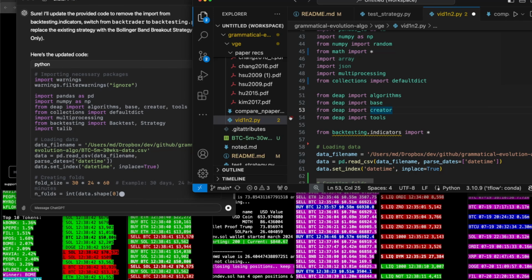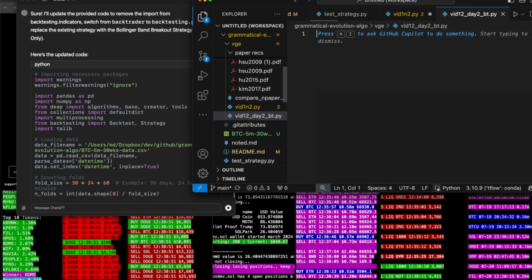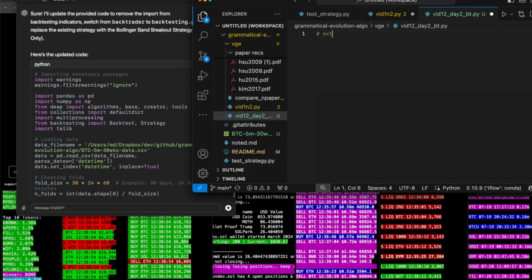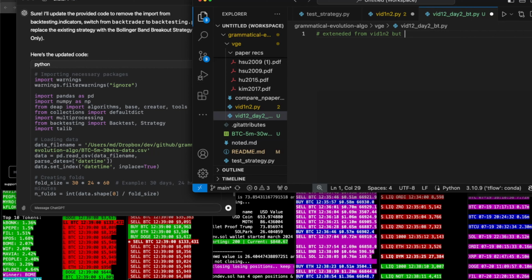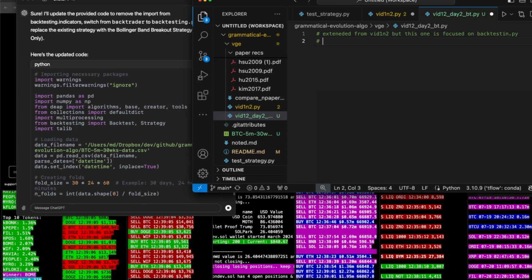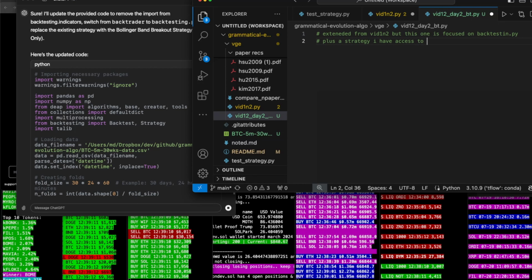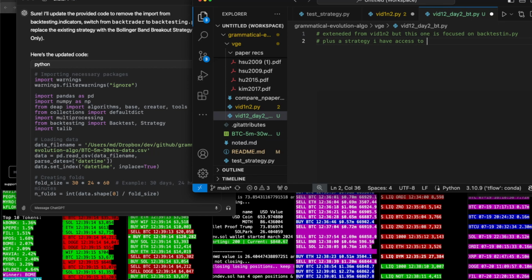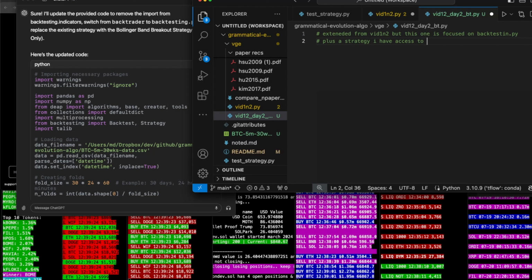Then I go over here, vid 1 and 2, day 2. So this is extended from vid 1 and 2, but this one is focused on backtesting.py plus a strategy I have access to. I'm sure I can find the other strategy, no worries, but right here, right now, in front of me, I don't have access to it.